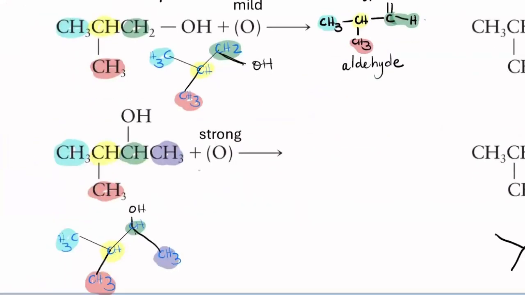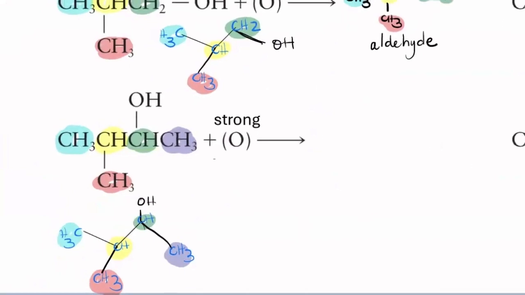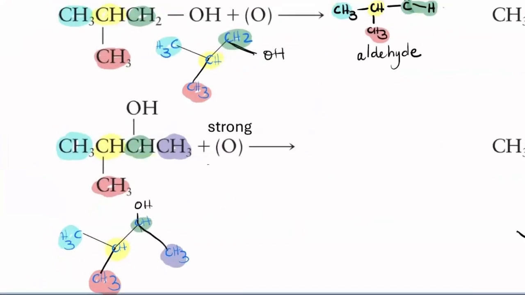Let's move on to the second molecule that we have in that first column. Here we have a carbon that is holding the OH and is connected to two carbon chains. So specifically, this is a secondary alcohol. And the product of the strong oxidation of a secondary alcohol is going to be the formation of a ketone.